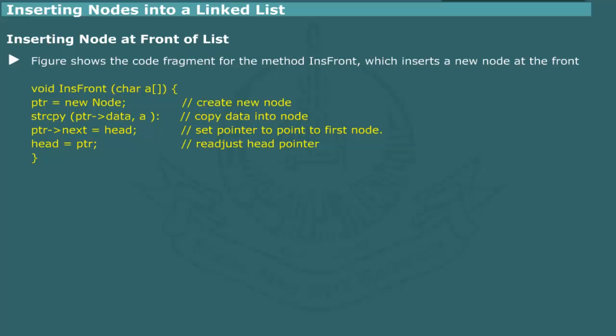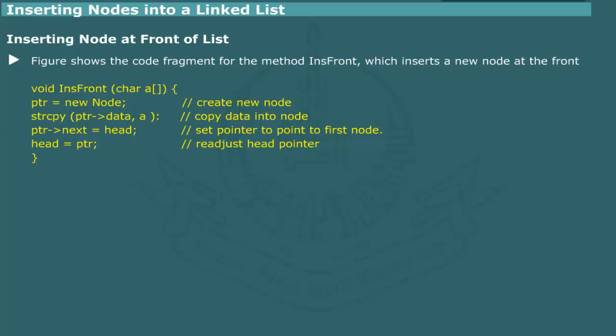Next figure shows the code fragment for the method insertFront, which accepts a character string for the node value. Create a new node and adjust pointers so that the new node becomes the front pointer.